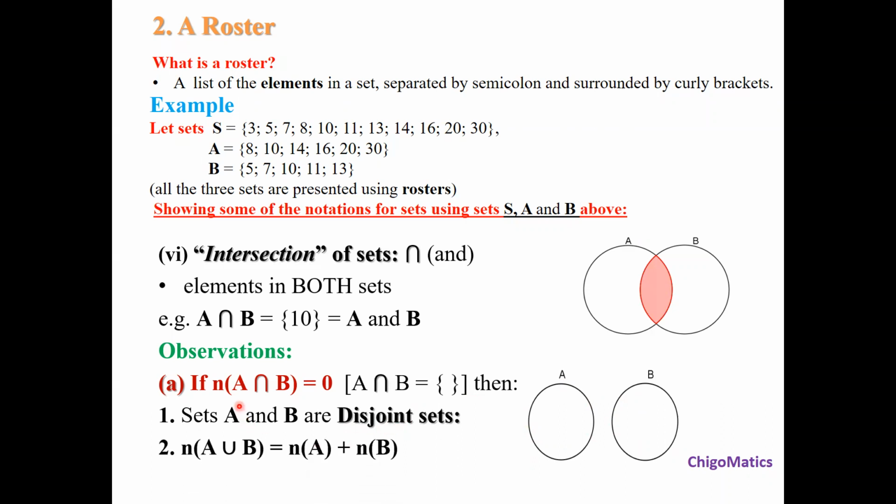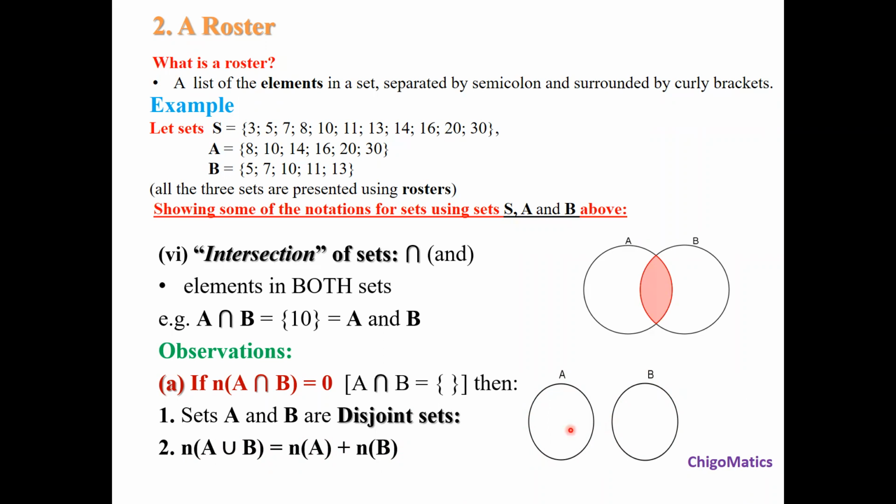Number two, if the intersection is empty, there's nothing, then if we want to find the number of elements in the union of those two disjoint sets, what do we need to do? We only add the elements in set A plus the elements in set B. That gives you the number of elements in the union. When you bring them together, you get the sum of their individual numbers of elements.